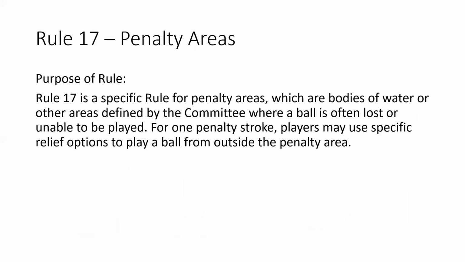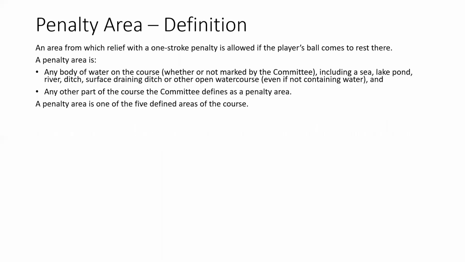All right, so a penalty area, the purpose statement here. Rule 17 is a specific rule for penalty areas, which are bodies of water or other areas defined by the committee, which is a little bit new, where a ball is often lost or unable to be played. For 1 penalty stroke, players may use specific relief options to play a ball from outside the penalty area.